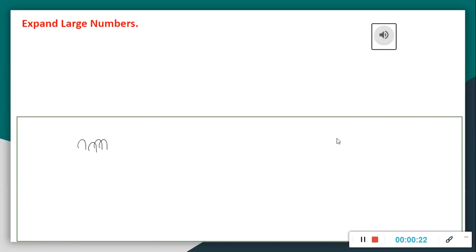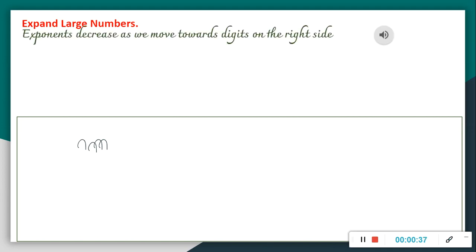Expand large numbers. Let me just recap the expansion of large numbers. We have learned that the exponents decrease as we move towards the digits on the right hand side, right? Let us take an example: 12,678. 8 is at the unit place, 7 is at the tens place, 6 at the hundred place, 2 at the thousands place, and 1 at the 10,000s place, right?